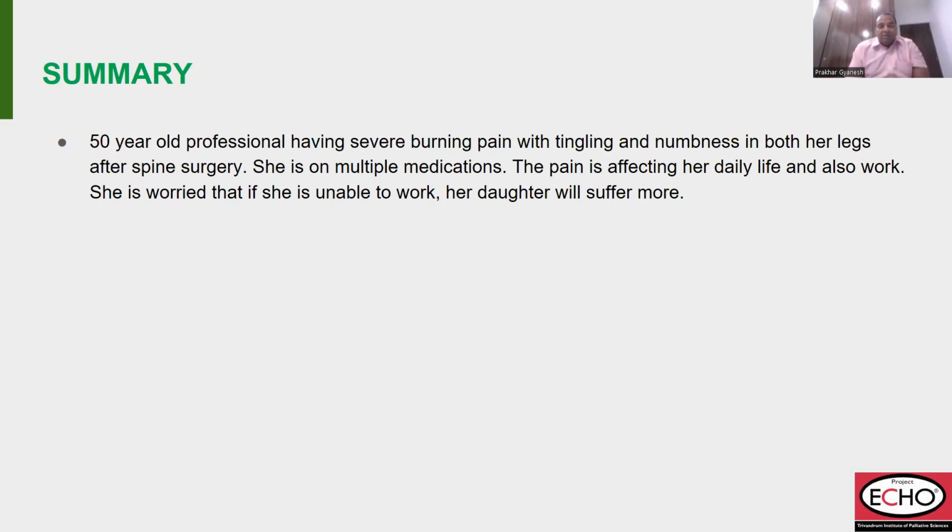So in summary, she's a 50-year-old professional having severe burning pain with tingling and numbness in both her legs after spine surgery. She's on multiple medications. The pain is affecting her daily life and also work. She is worried that she is unable to work and her daughter will suffer more.